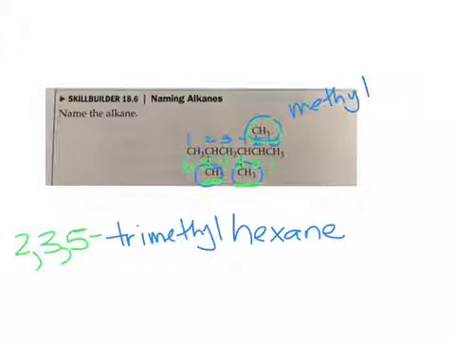And there you go. So this is an example where you have 2 substituents that are equidistant from each end. So in order to decide which end to count from, you're going to go to the next substituent and choose the end that's closest to that next one.